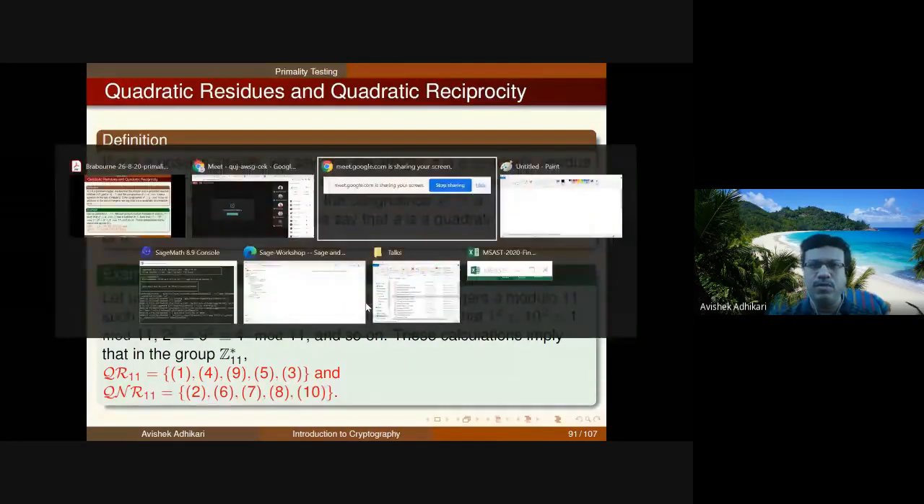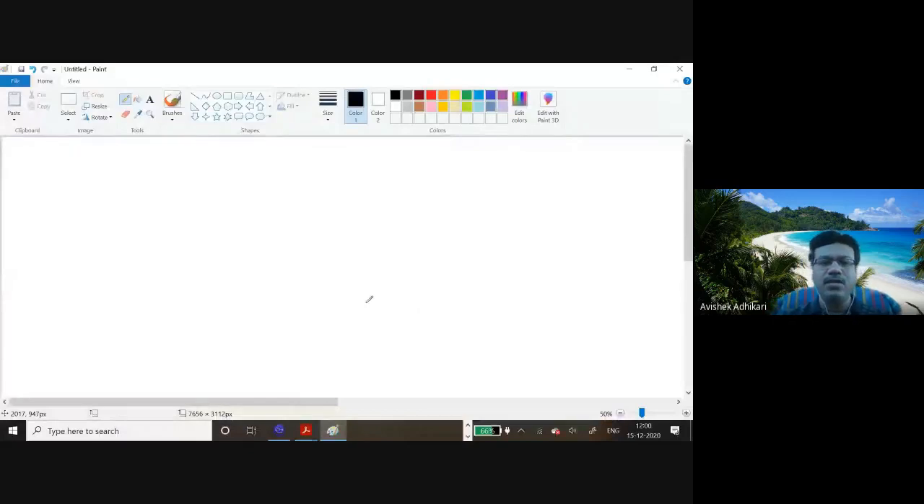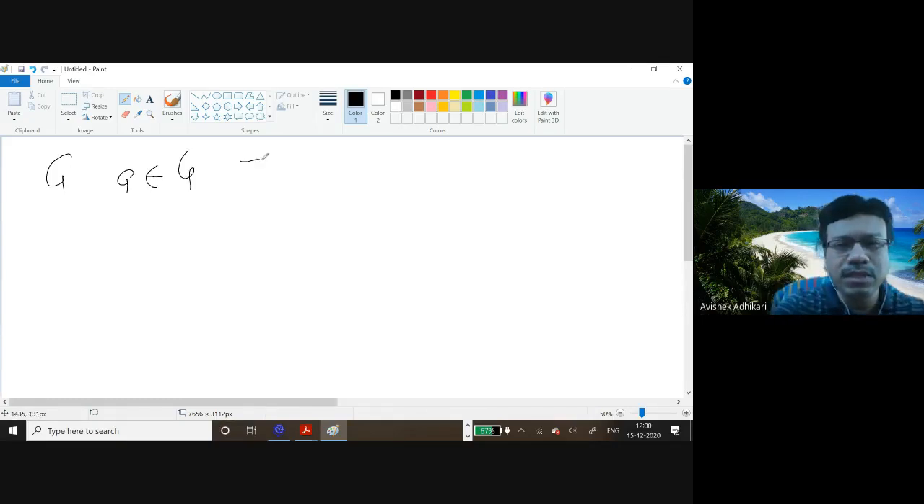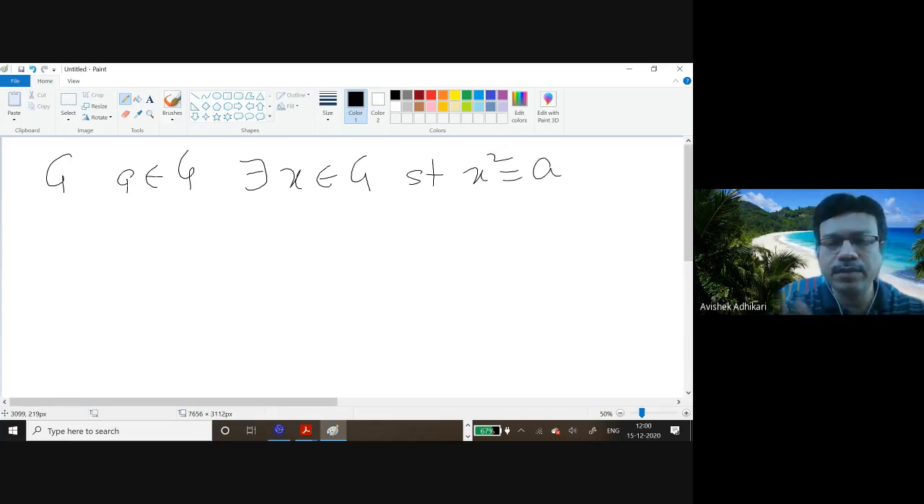If we go back a little, we defined quadratic residues in terms of a general group. If G is a group, then an element A belonging to G is said to be a quadratic residue if there exists some element X belonging to G such that X squared equals A. So that's the more general definition of quadratic residues.